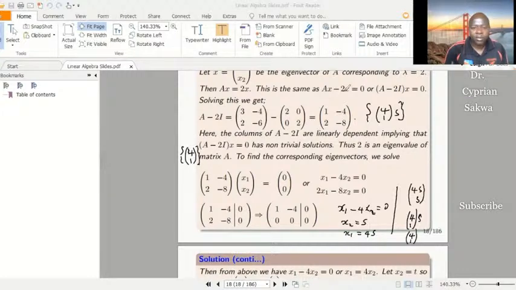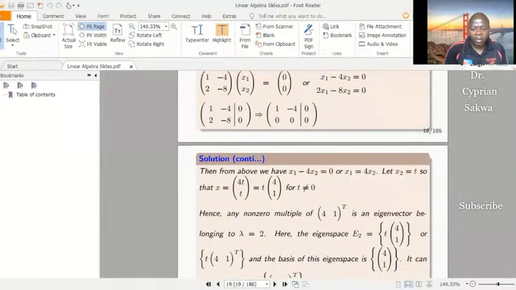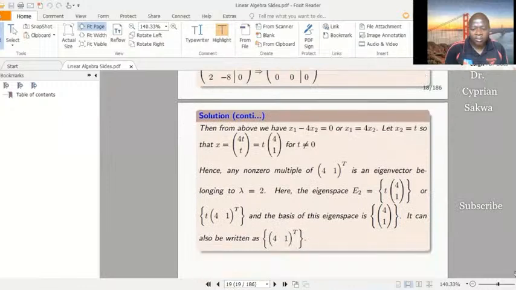So let me just show you my earlier working so that you have clear what we said. This is what I've written. I've said that the eigenspace corresponding to lambda equals 2 is this, and we can also write it as a transpose. But the basis of this eigenspace, you can also write as a transpose. So you need to know how to express your eigenspace and basis.